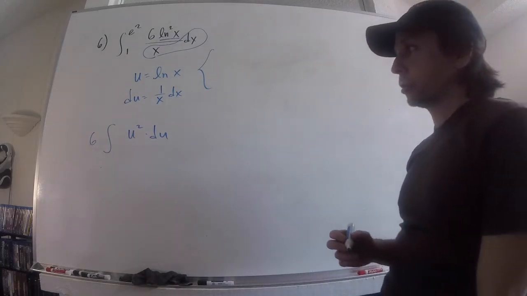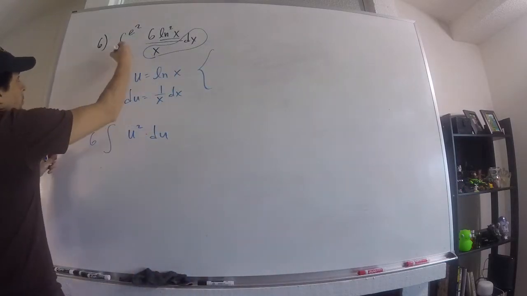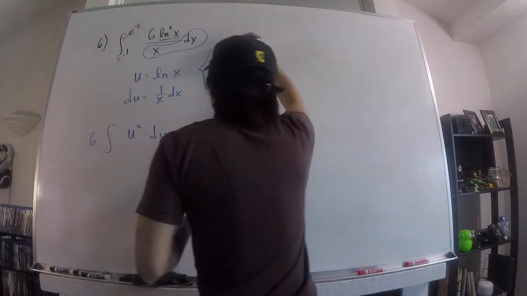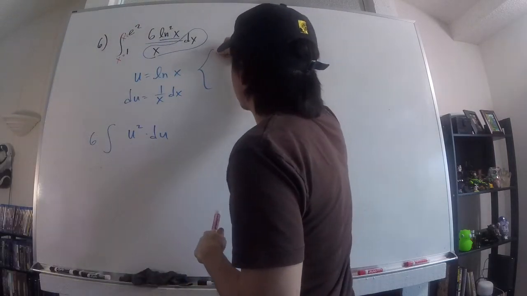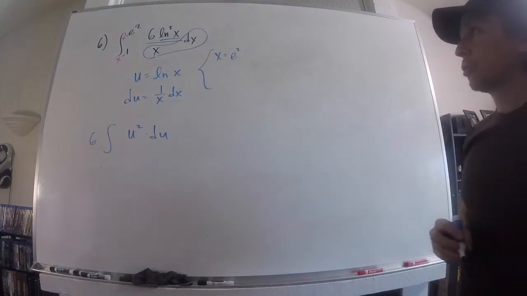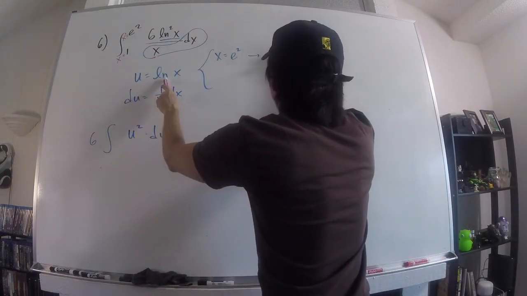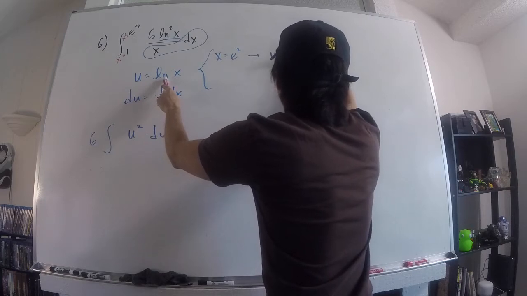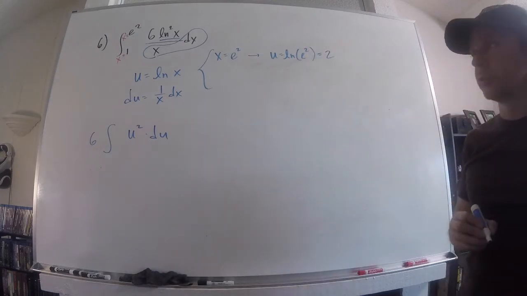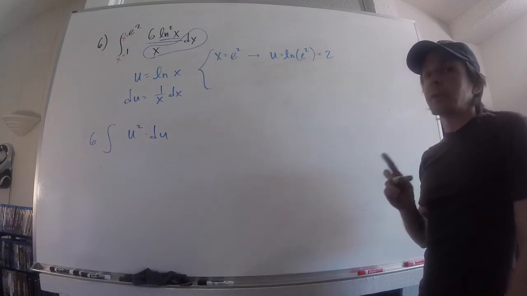My boundaries, this is a definite integral. Those were x boundaries there. So I'm going to work it out a little bit more carefully than I've done for just numerical things. When x is e squared, u is equal to ln of x, so ln of e squared. And I just talked about that, that means it's 2, it simplifies, because the ln and e are inverses of each other.